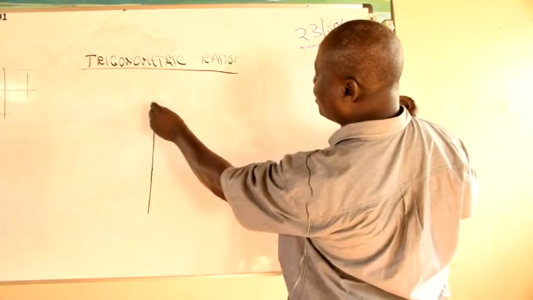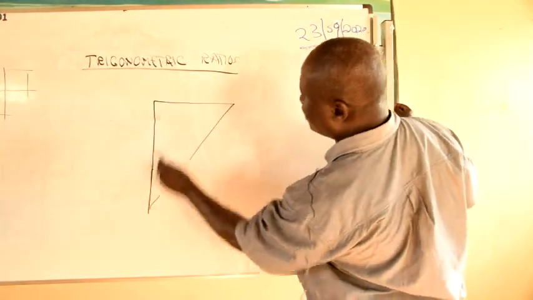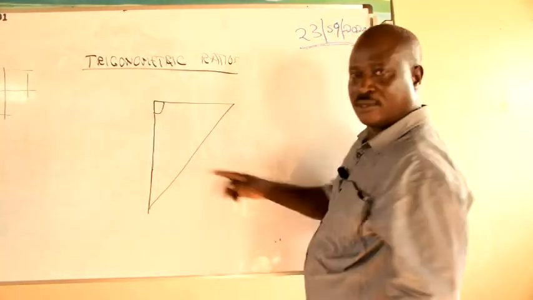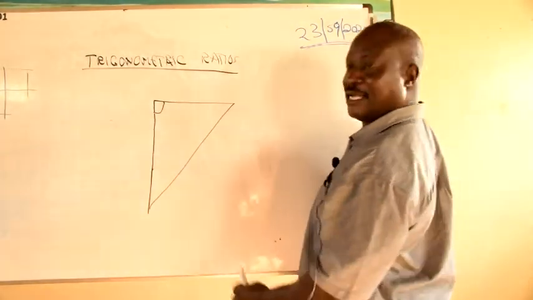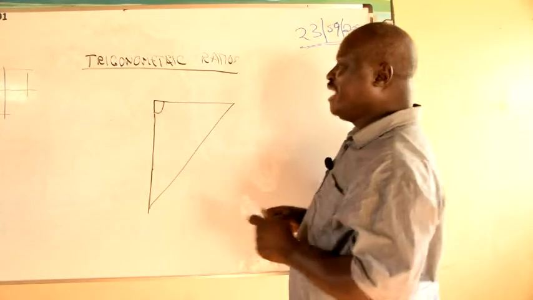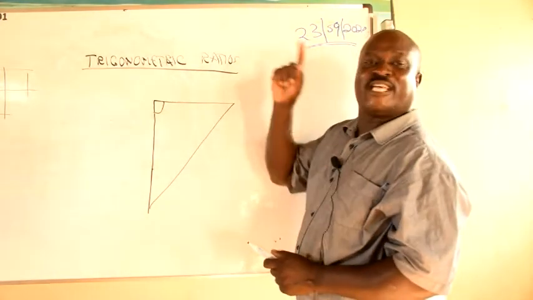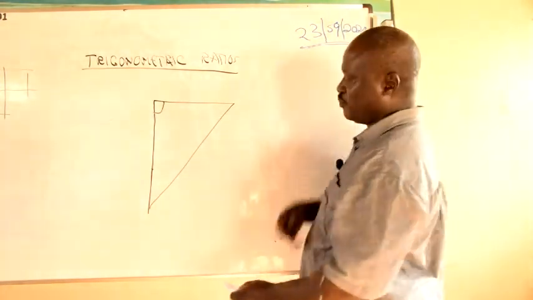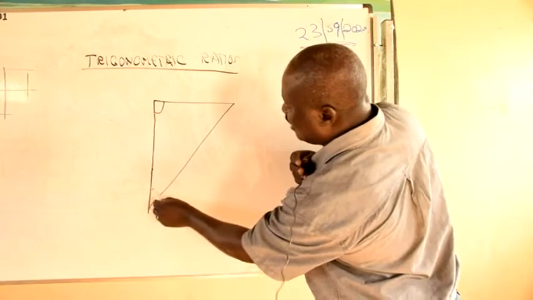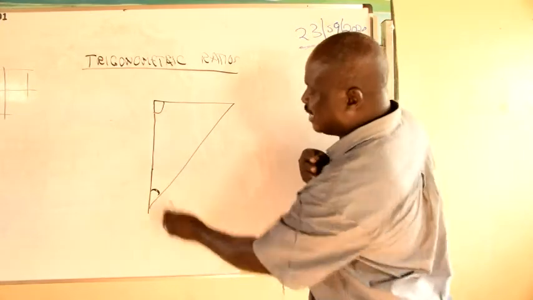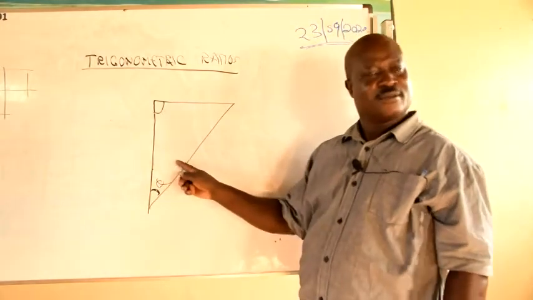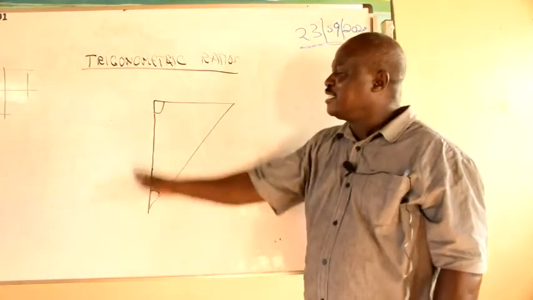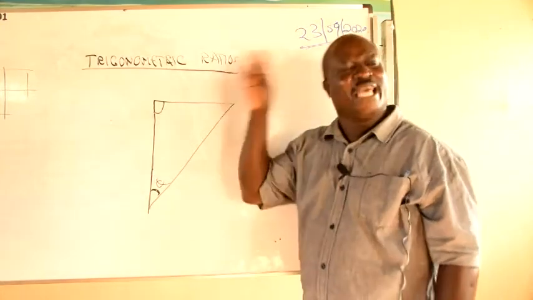Is it a right angle triangle? Yes. This is a right angle triangle. Now, when you have a right angle triangle, there is always an angle you can refer to. Suppose you are referring to this angle. Let me call it angle theta. That is the size of that angle. Then, these sides should be named.